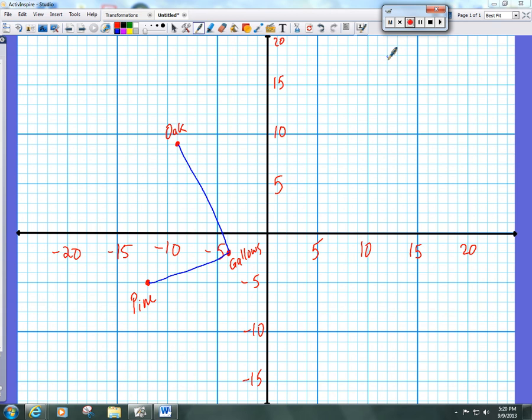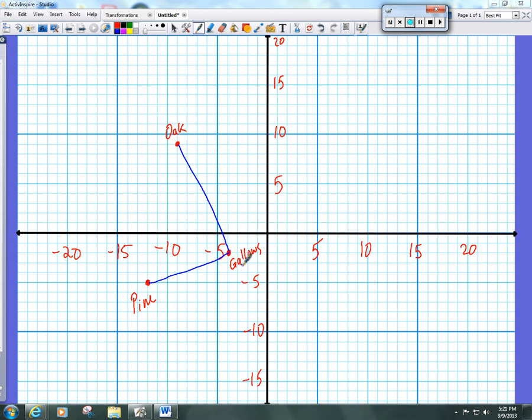You can't really see the worksheet unless you have it in front of you, but I made a little grid here showing where the oak tree lies, where the gallows lie, and where the pine tree lies. I'm just going to read the directions and walk you through step by step how to find the buried treasure. The first thing I need to do is find the number of steps from the gallows to the oak tree. What I mean by that is I want you to find the slope from the gallows here to the oak tree up top here.